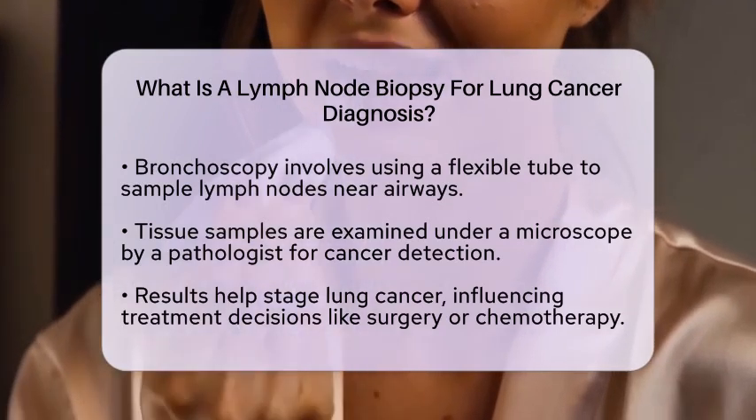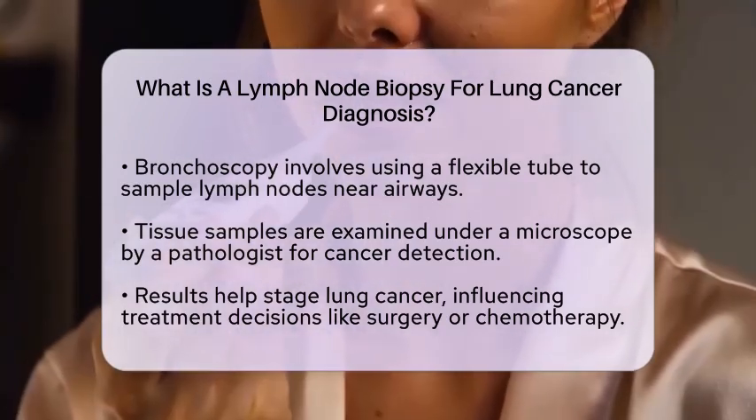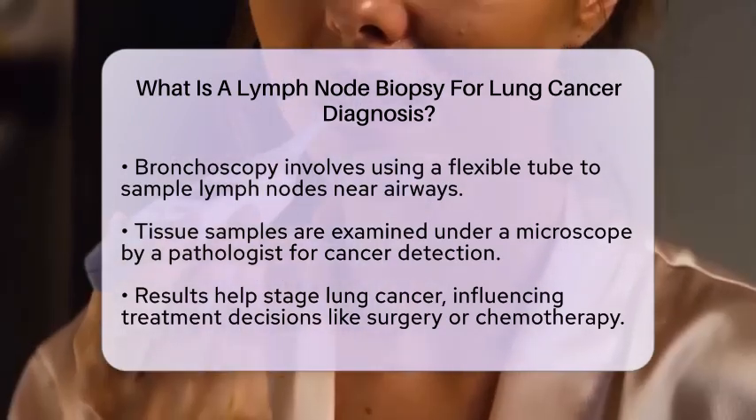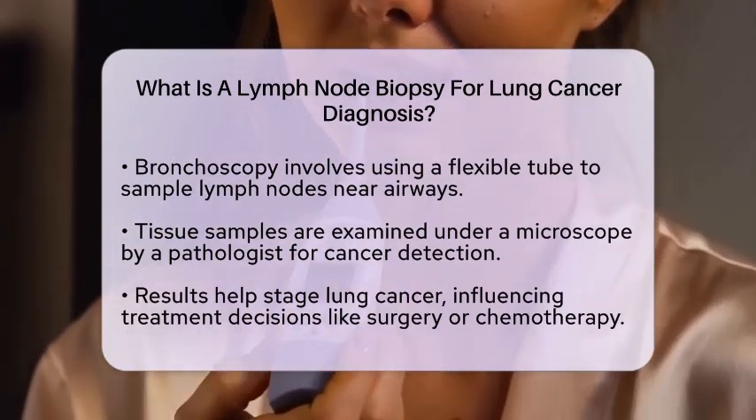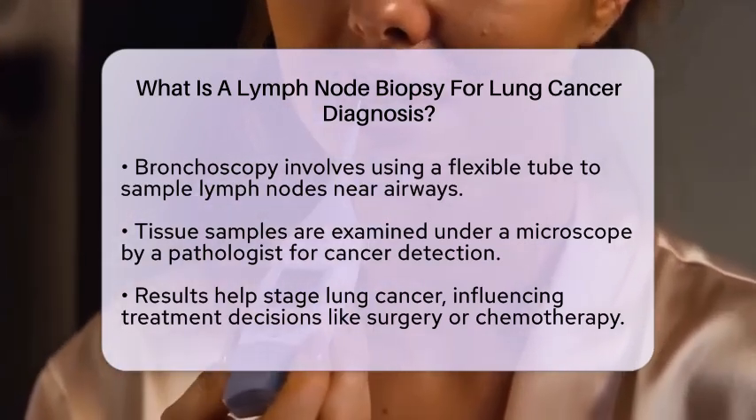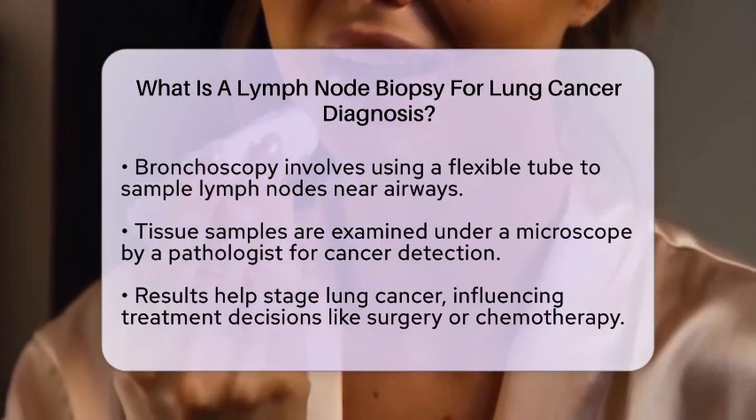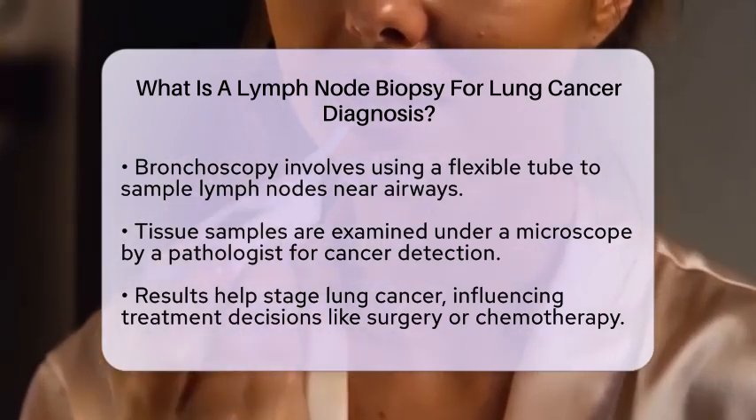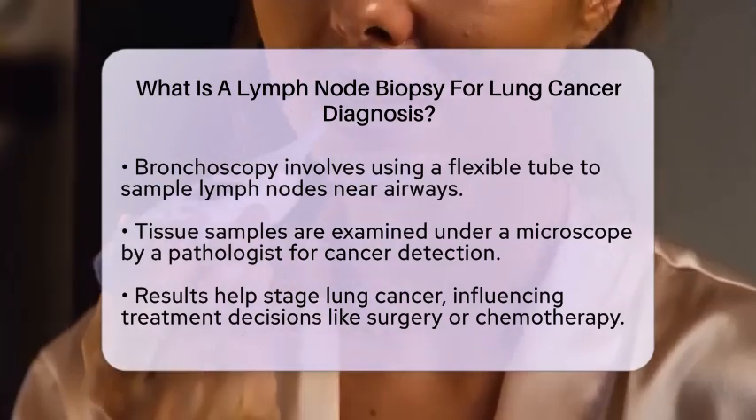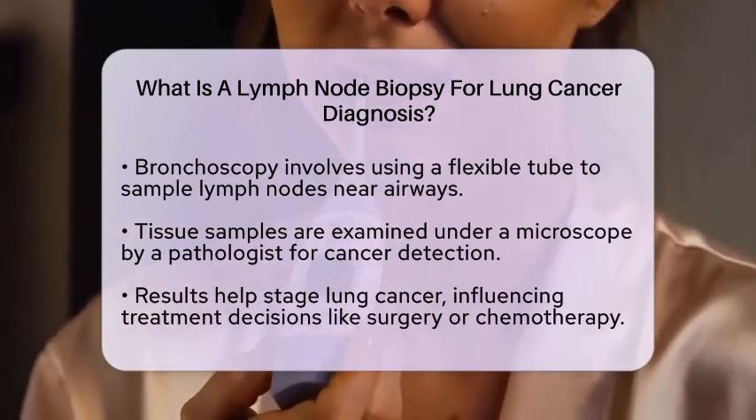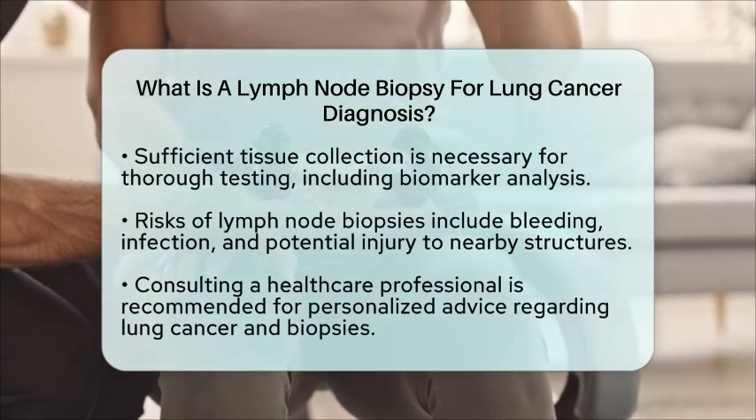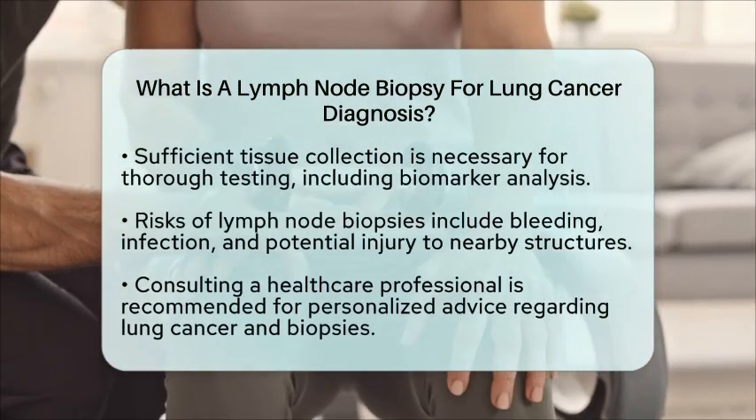The results are crucial for determining whether lung cancer has spread to the lymph nodes, which is a key factor in staging the disease. Staging helps guide treatment decisions, which may include surgery, chemotherapy, radiation, or targeted therapies. It is essential that enough tissue is collected during the biopsy to allow for thorough testing. This includes biomarker analysis, which can identify specific genetic changes in cancer cells and help tailor treatment to the individual.